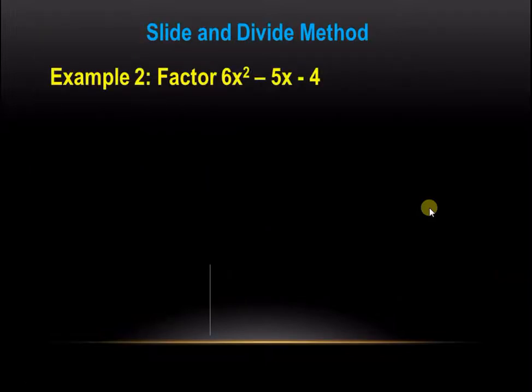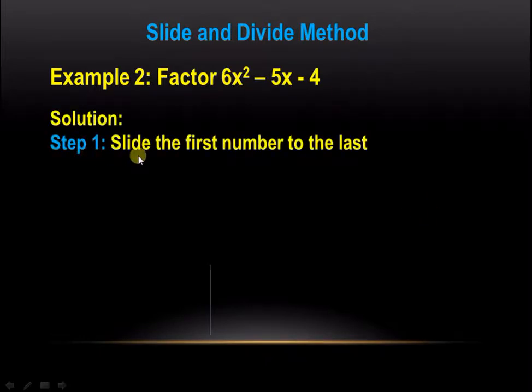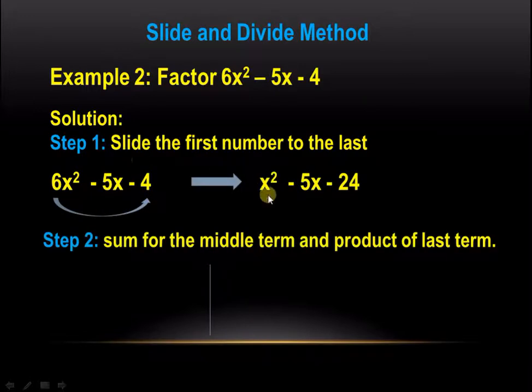Factor 6x squared minus 5x minus 4. So let's proceed on our solution, and the first step again is to slide the first number to the last. So we have here 6 times negative 4. The new expression will be x squared minus 5x minus 24.